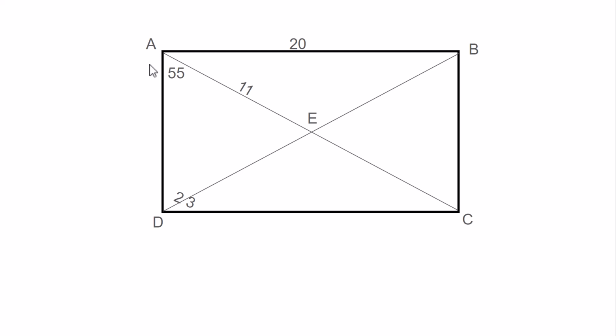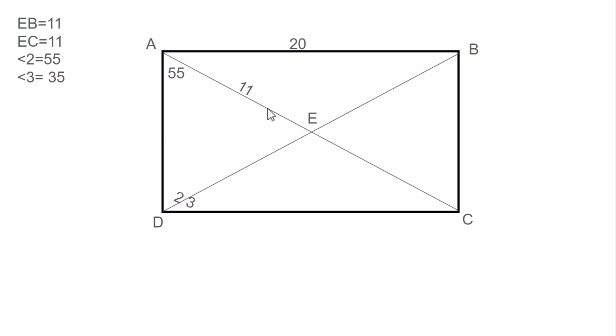Let's do an example. So we're going to say line EB. What is line EB? What is line EC? What is angle 2? What is angle 3? Line EB is 11 because diagonals are congruent. Line EC is also 11 because diagonals are congruent.